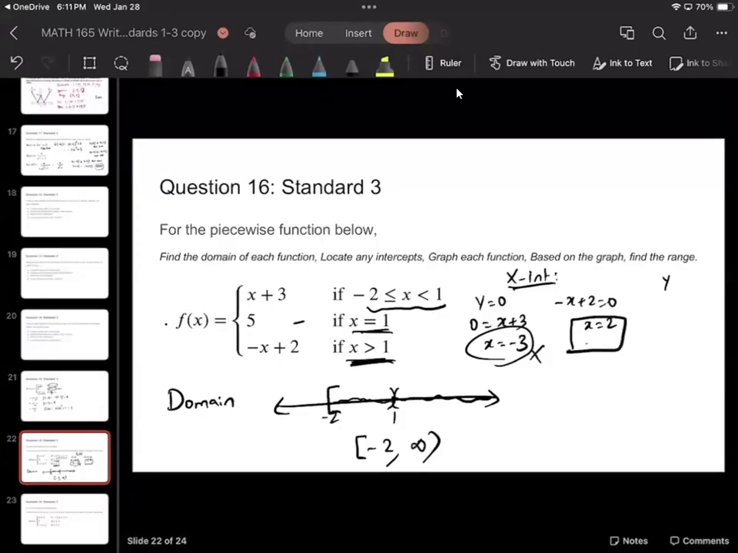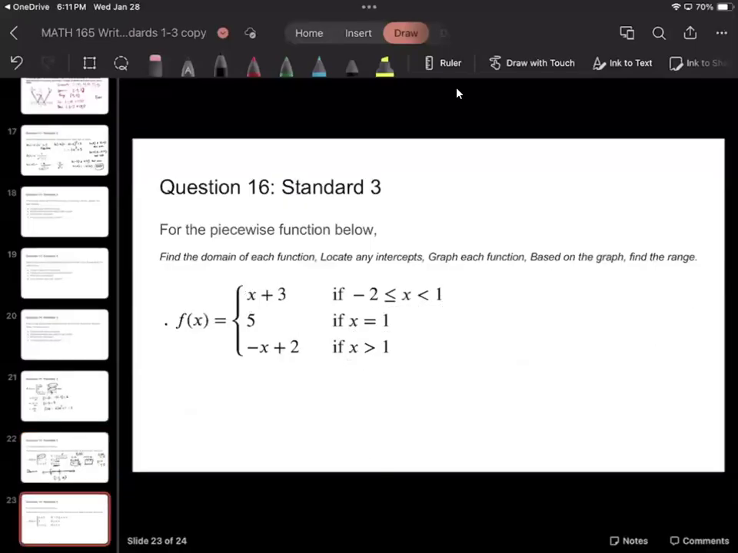To find the y-intercept, I have to find where x is equal to 0, in which interval is x equal to 0? That is this one, right? So I take this and set x equal to 0. So 0 plus 3 is 3. So the y-intercept is 3. Okay. And now I have to graph.